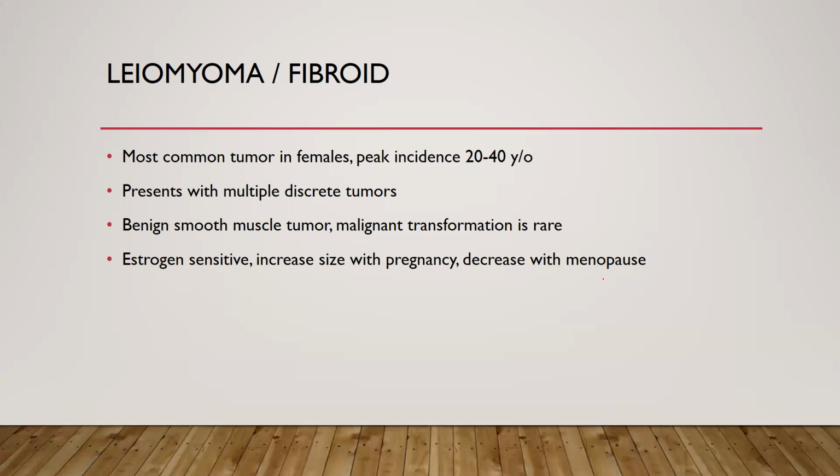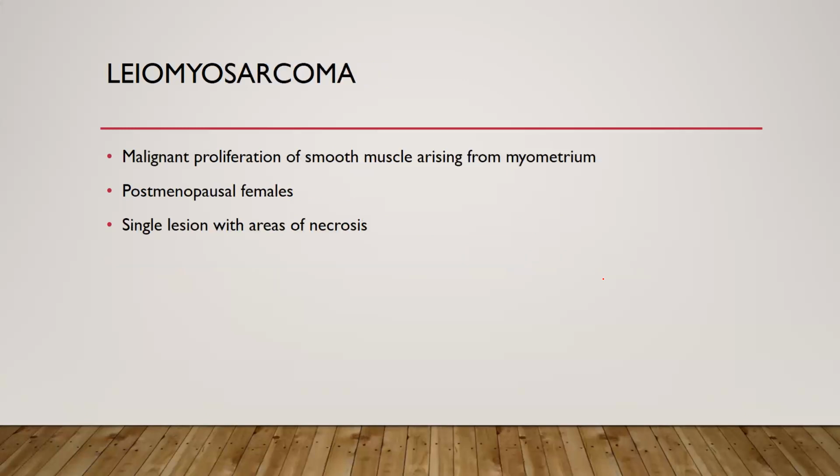So typically women who have fibroids or leiomyomas are going to see those fibroids shrink in size once they go through menopause. Because of their location and because of the increase with estrogen, they can have issues with fertility because they very much can block or obstruct the areas where a potential embryo would want to implant. Leiomyosarcoma, this is malignant proliferation of smooth muscle arising from the myometrium, typically seen in postmenopausal females. Often it's just one single area and it can be associated with necrosis.